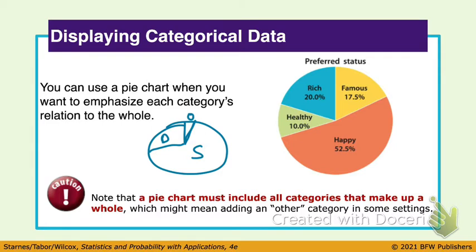So the big thing is, make sure that in a pie chart you include all categories, and you might have to have an other category. Make sure that in your pie chart you have everything included that could be included.